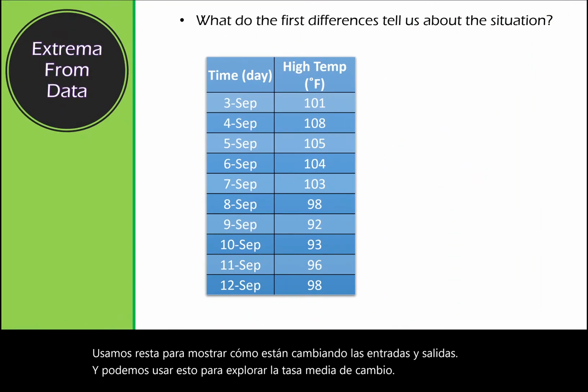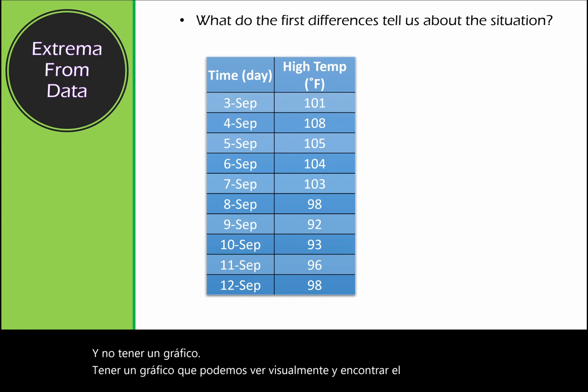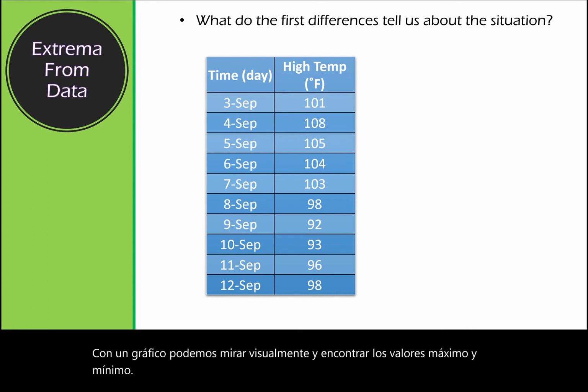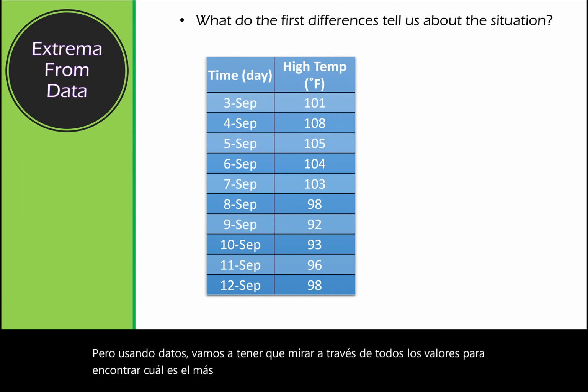In our last example, we're going to take a look at how we can use this information to explore first differences and the extrema given data and not having a graph. Having a graph, we can visually look at and find the maximum and minimum values. But using data, we're going to have to look through all the values in order to find which is the largest and which is the smallest. So let's take a look at how we can use first differences to make that easier.